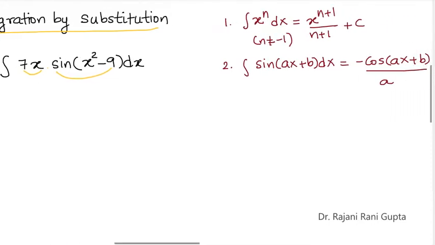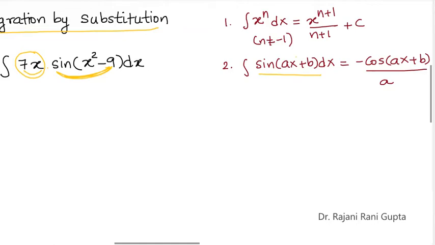For that, if we look at the first function, this is 7x. 7 is a constant, and for x we can find the integration by using the rule: x to the power n gives x to the power n plus 1 over n plus 1. Whereas if we look at the function sin(x² − 9), do we have any direct rule of integration for this? No. If you say yes, what is the rule? The integral of sin(ax + b) dx gives you minus cos(ax + b) over a.